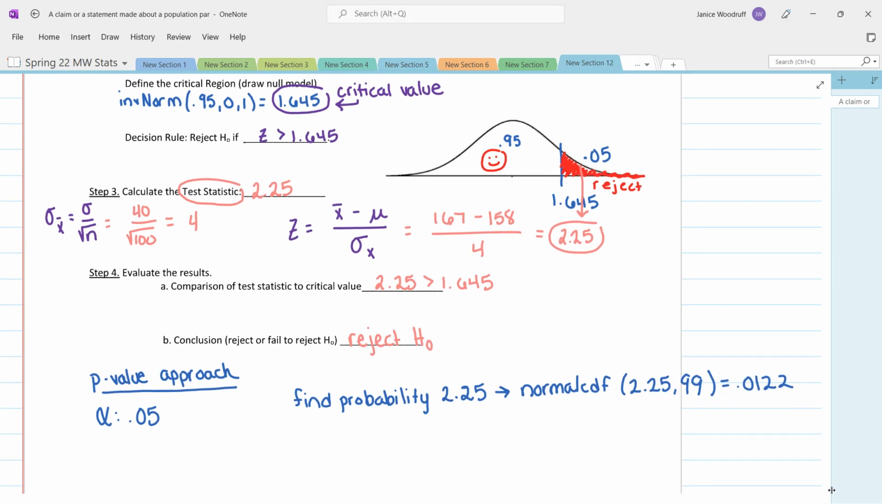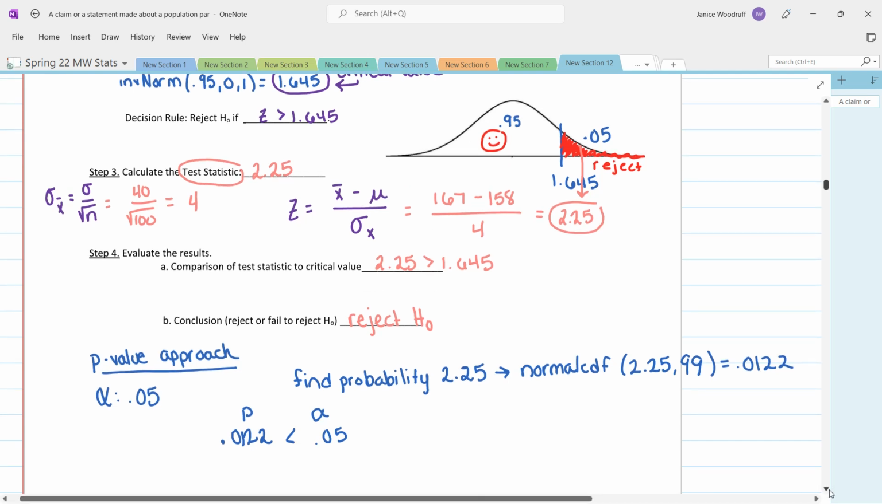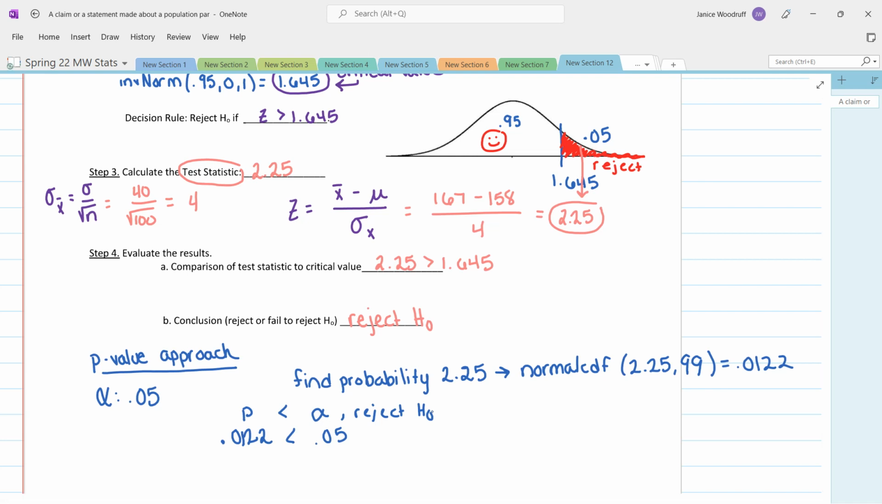And then you compare that to alpha. So you have 0.0122. That's p. And then alpha, 0.05. This is less than, so what is it? If p is low, the null must go. Reject the null. So p is less than alpha, reject. Okay, but you will have a couple questions that will ask you what that p-value is. So you just take that next step and you do the normal CDF and you go through the test.